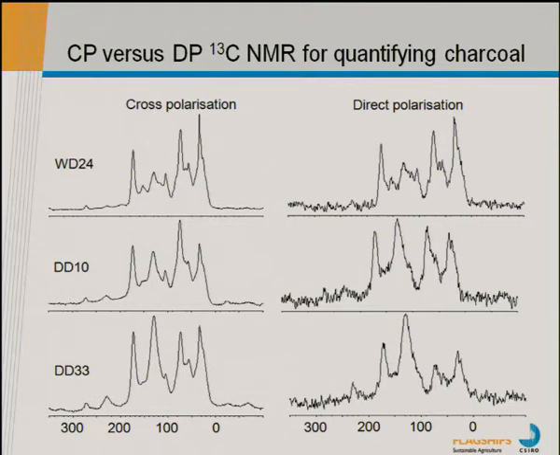And so here's just a few more examples Jeff has put in. We could see the soil on the top basically has no charcoal in it. We see almost no enrichment in that 130 ppm region in the DP mode. The soil in the middle has kind of an intermediate amount of charcoal, so there's a little bit of enrichment. And the soil on the bottom has probably 30-40% charcoal in it, if not more. And we see a really large enrichment in that 130 ppm peak.